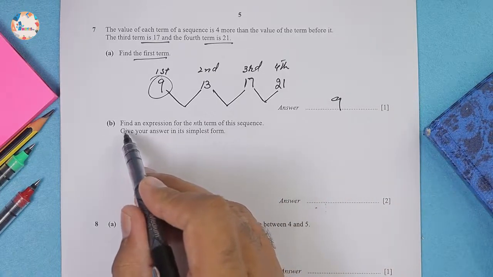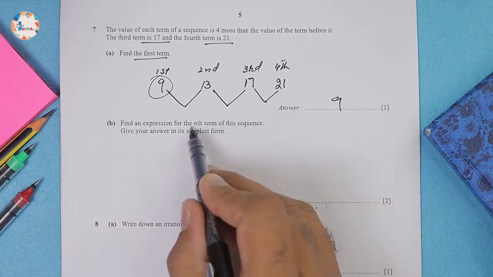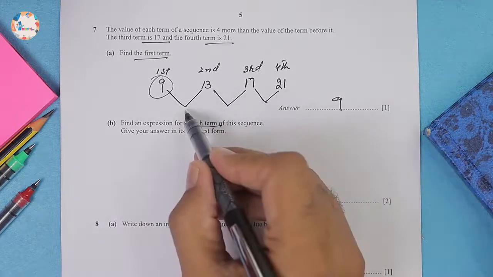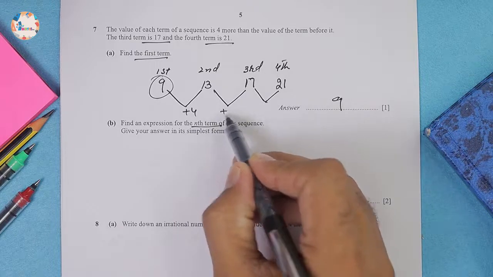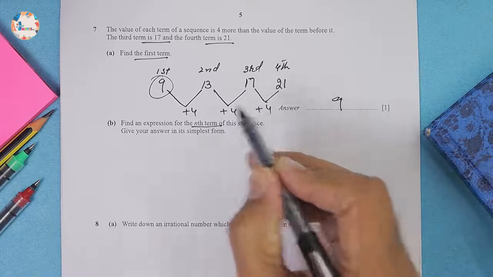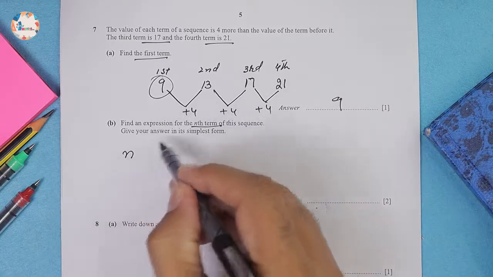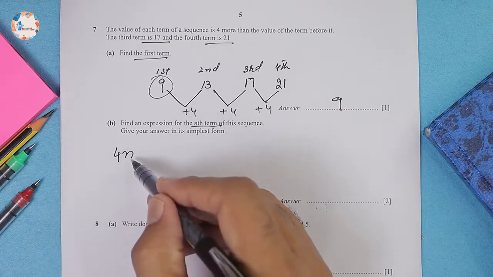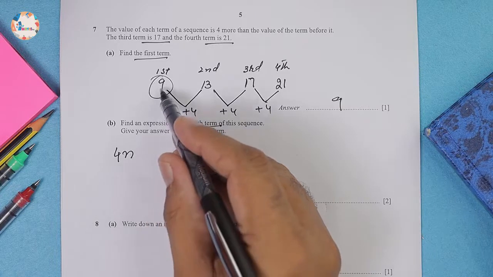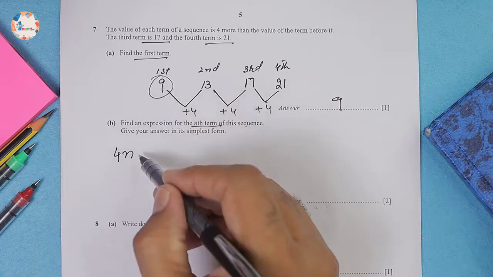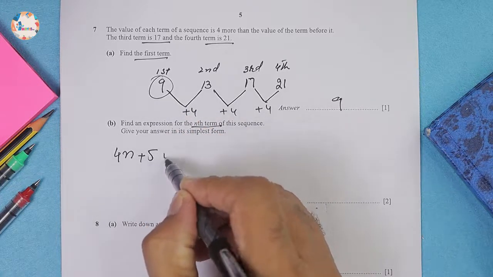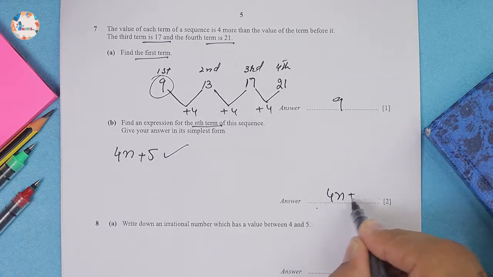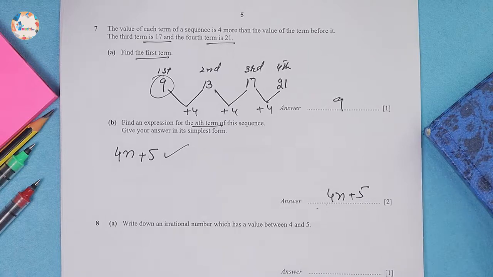Then part B, they are saying find an expression for the nth term of this sequence. The term to term rule is plus 4, which they have provided us. So the difference is 4, so 4n. If we replace n with 1, we get 4, but we need 9, so we'll add 5 over here. So this will be our nth term, 4n plus 5.